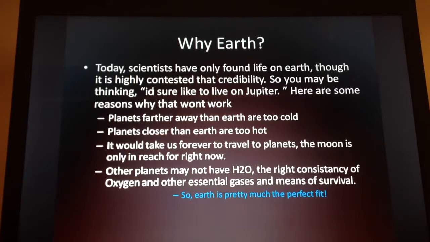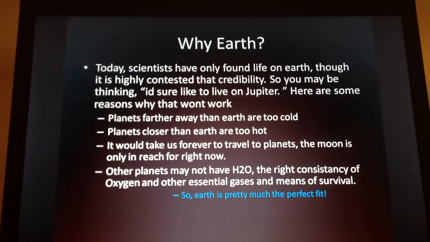Planets farther away from the sun are too cold, so it'd be an ice age for us. Planets that are closer than the Earth to the sun, such as Mercury, are too hot, so we wouldn't be able to live there either. In both of these situations, our vegetation, our lives, wouldn't be able to work. It wouldn't live. It would also take us forever to travel to other planets. So if we wanted to go live on Neptune, it'd be a little difficult because we'd be dead by the time we got there.